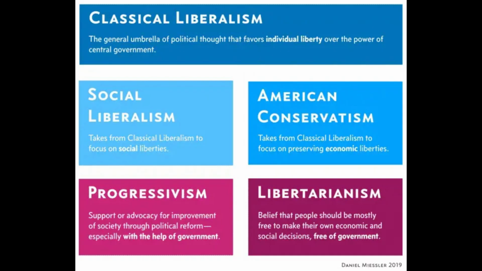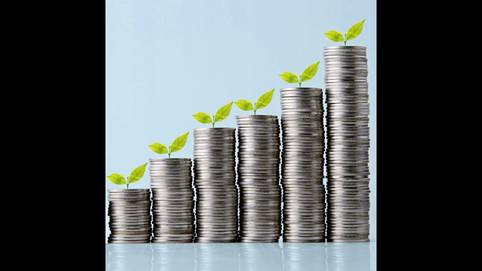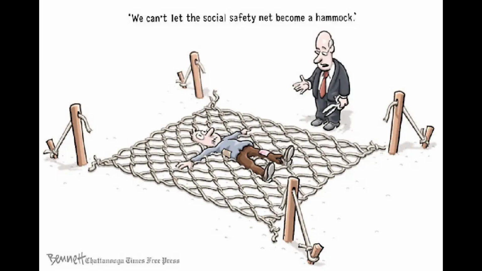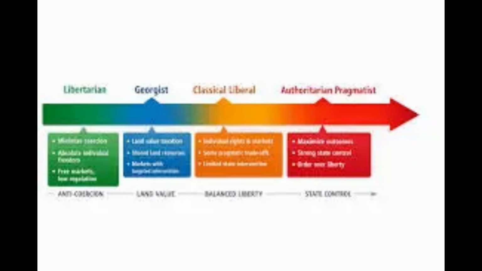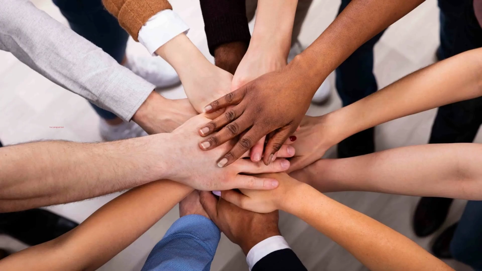In conclusion, classical liberalism has had a powerful impact on the modern world by promoting freedom, innovation, and economic growth. However, it also raises important challenges related to inequality, social support, and environmental sustainability. Ultimately, the key question is not whether classical liberalism is entirely right or wrong, but how we can balance its strengths with solutions to its weaknesses. Because in the end, building a successful society requires not just freedom, but also fairness, responsibility, and cooperation.